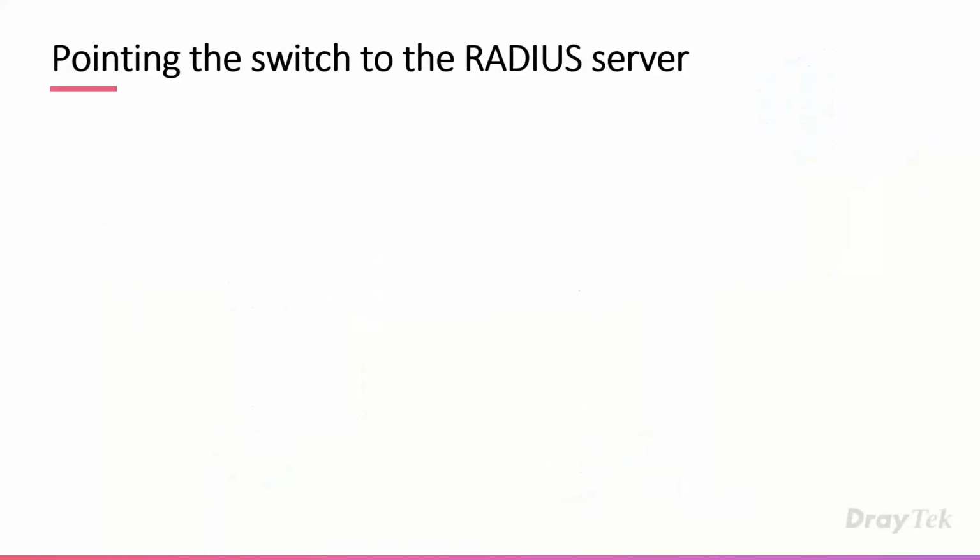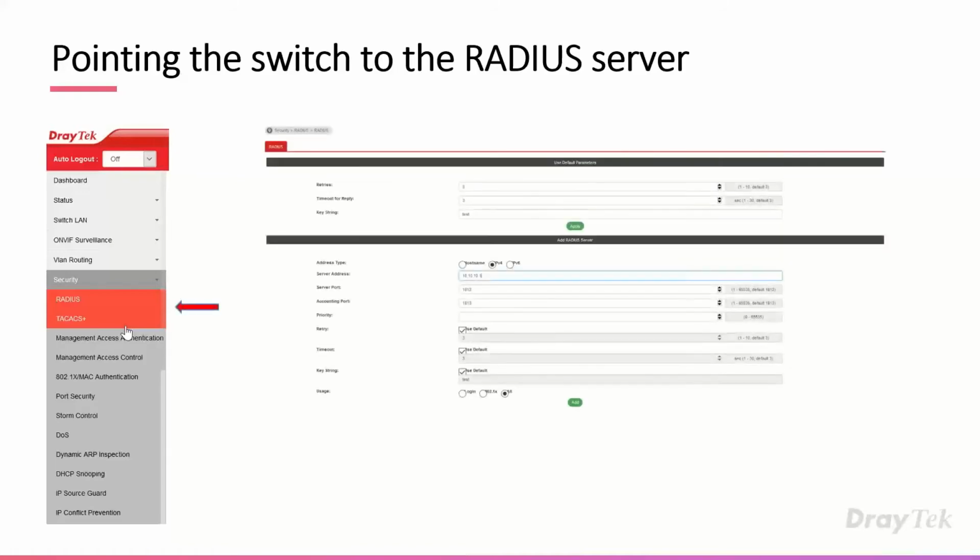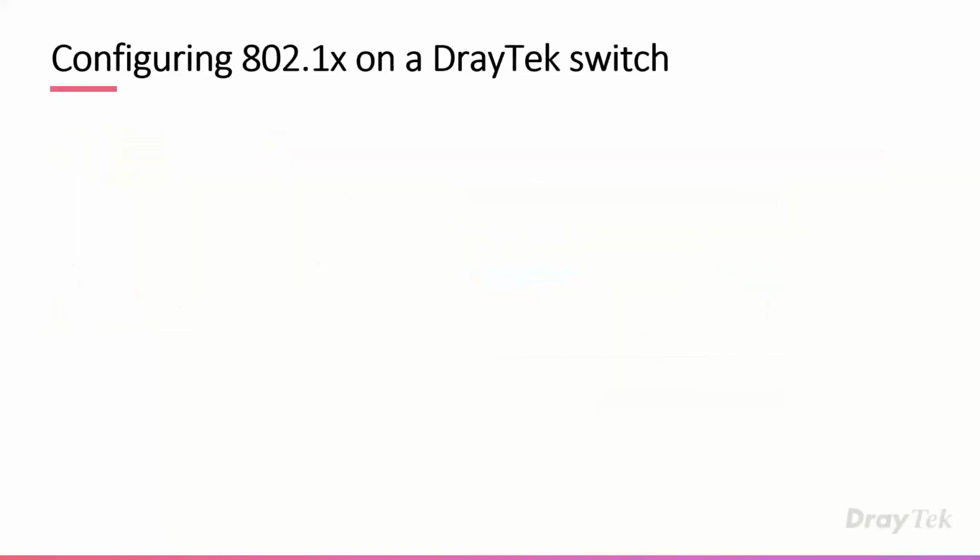So let's quickly have a look at how we do that on the switch. Logging into the switch, we go to security, and under RADIUS, we have to add the key string that was originally set on the RADIUS server, apply that setting, and underneath, we should add this RADIUS server IP address, and the preferred method obviously is going to be IPv4. So this is how you point the switch to the RADIUS server initially before you perform the 802.1x configuration.